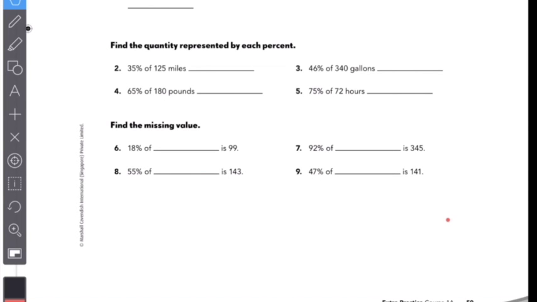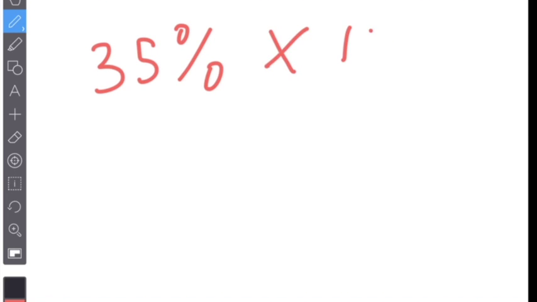Okay, so today what we're going to do is find the quantity represented by each percent. When I look at this first problem, it says 35% of 125 miles. So I'm going to rewrite that. It's 35% of 125 miles.